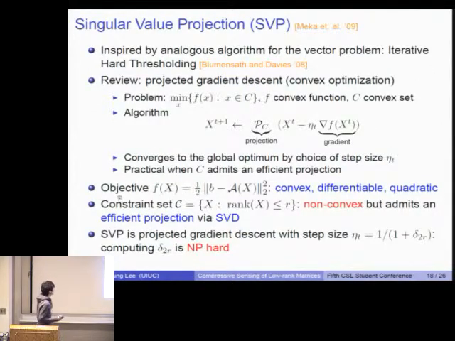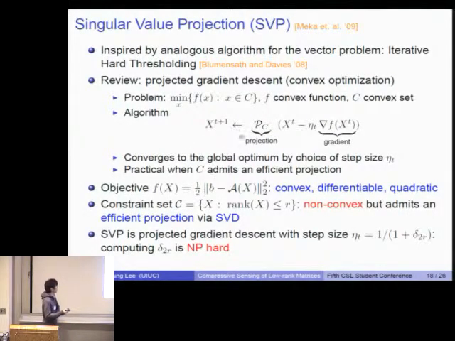The second algorithm is named singular value projection, proposed by Meka and his collaborators last year. It has also been inspired by an analogous algorithm for the vector problem known as iterative hard thresholding. Before we describe this approach, let us get a short review of projected gradient descent in convex optimization. The problem is to minimize a convex function over a convex set.